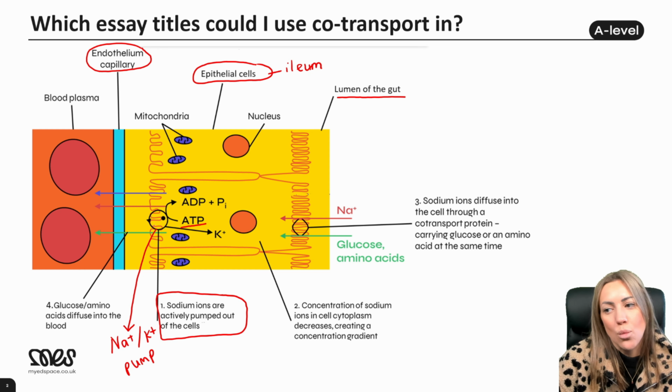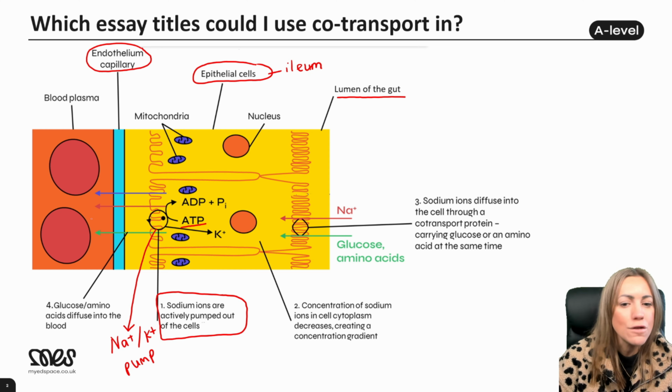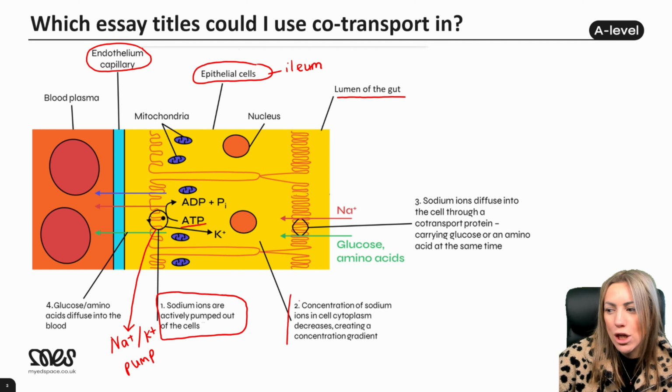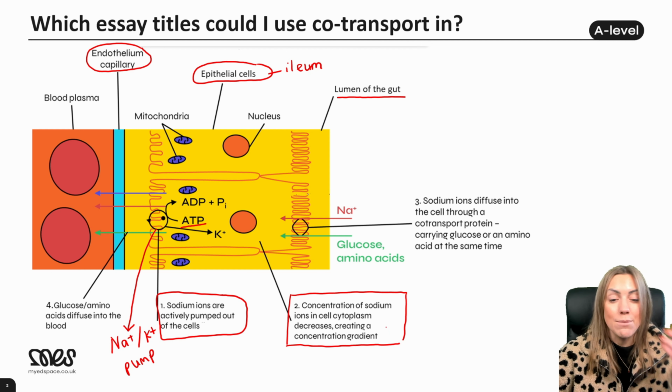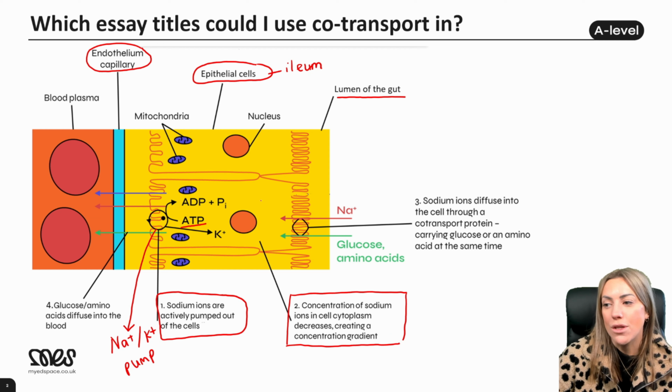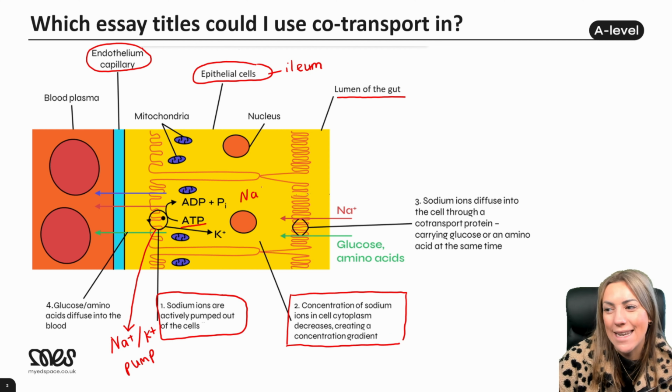Those ions will be actively transported out of the epithelial cell, and they will move into the bloodstream across the wall of the endothelium. What that does is it maintains a low concentration of sodium ions inside the cell cytoplasm because they're constantly being actively transported out. So the concentration of Na+ ions in here is low. Now we've created a concentration gradient whereby sodium ions can start to diffuse in.